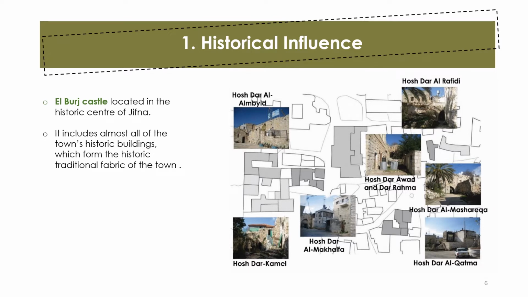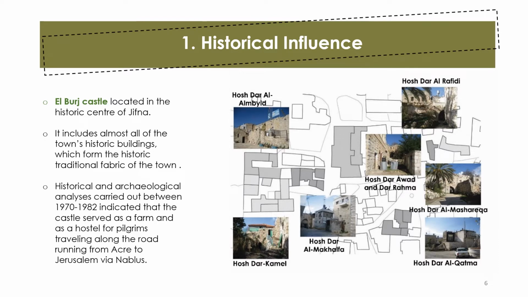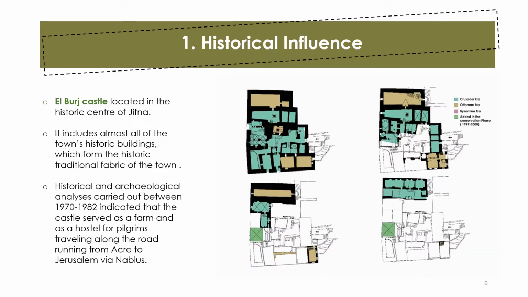The nature of the space that makes up the building consists of two hoshes, Hosh Dar al Abyad and Hosh Dar Kamil, to be a single building that consists of 3 floors, which is different from the rest. Also, its historical significance and age, which dates back to different eras, Crusader, Ottoman, and Byzantine, and it was preserved in 2000. However, the project failed. So this is another reason to design a successful preservation project.